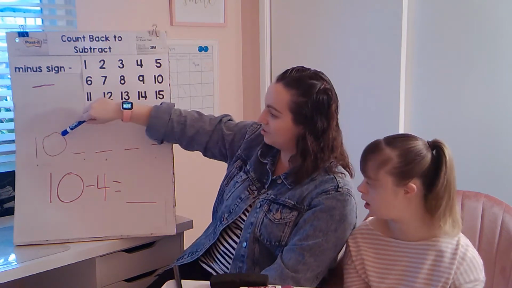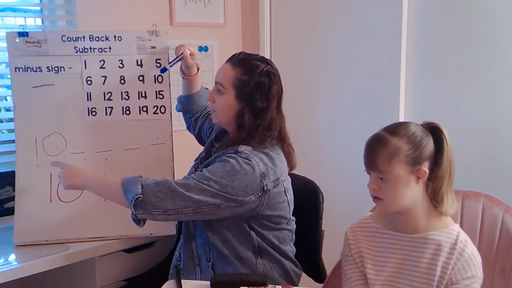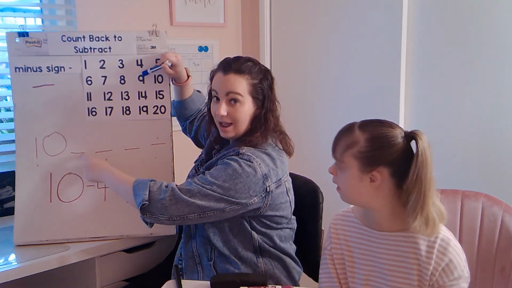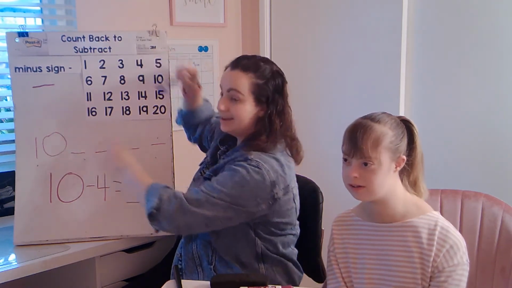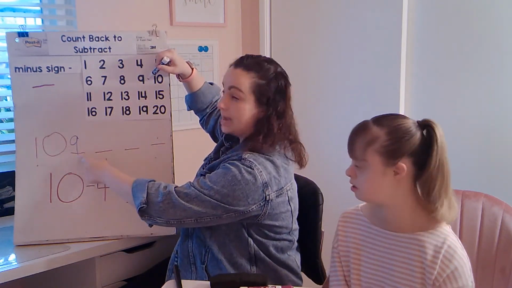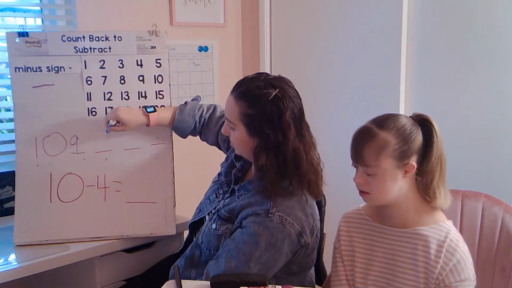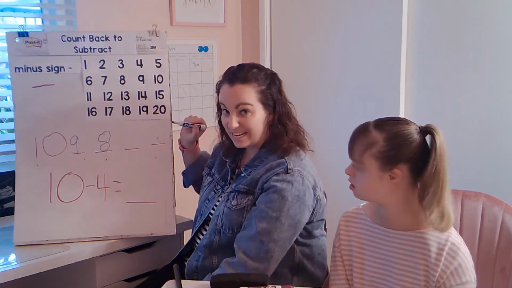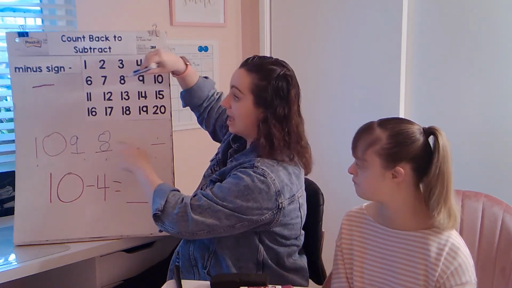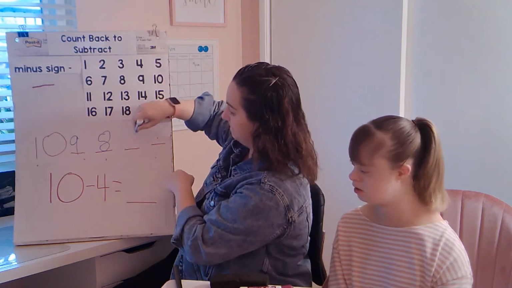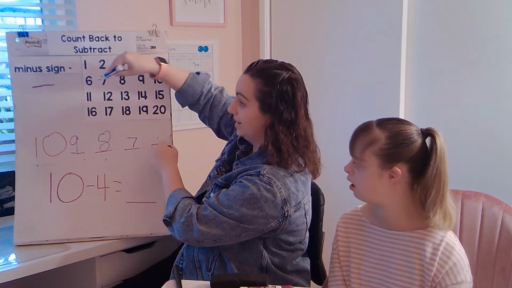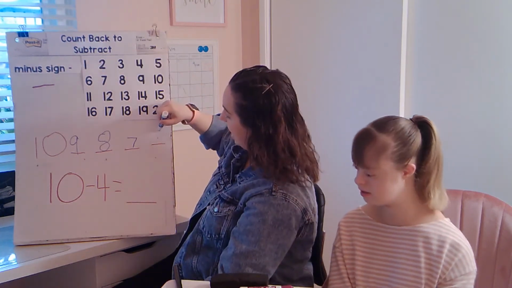Okay, let's go ahead, start at 10, and we're going to count back 4. So 10, count back. What number is that? 9. Write it to keep track. So we have 10, 9, 8. Good. And it doesn't have to be very neat. We made our own lines. That's okay. 10, 9, 8, 7. Good. One more. 6. Yes.